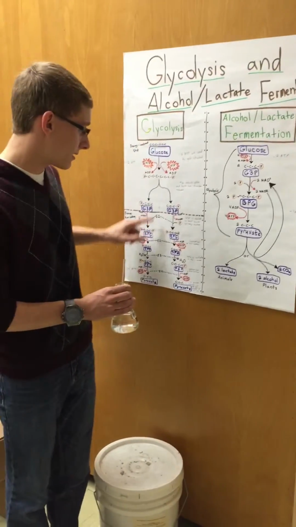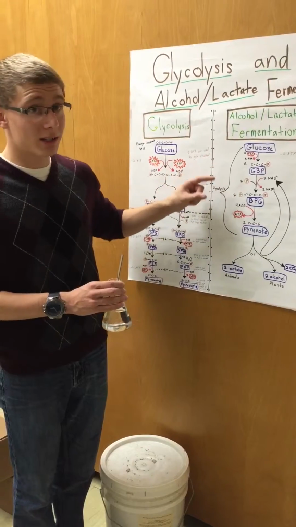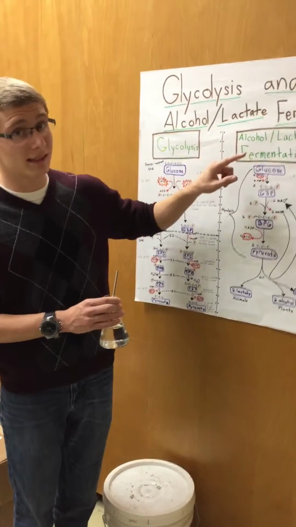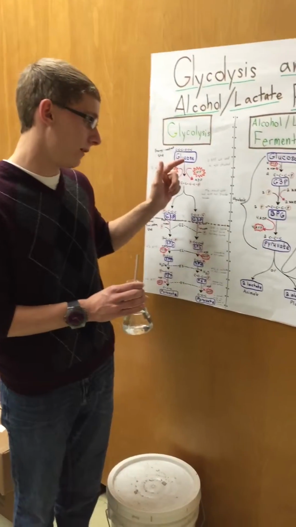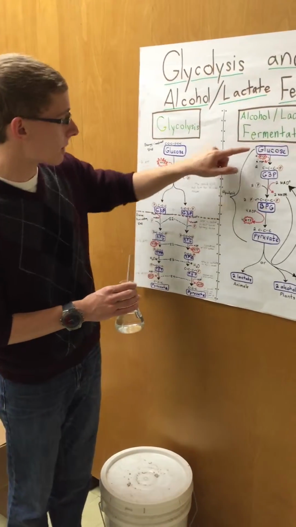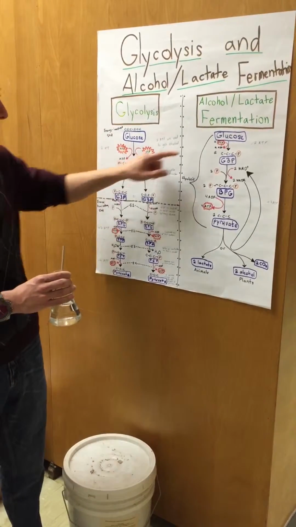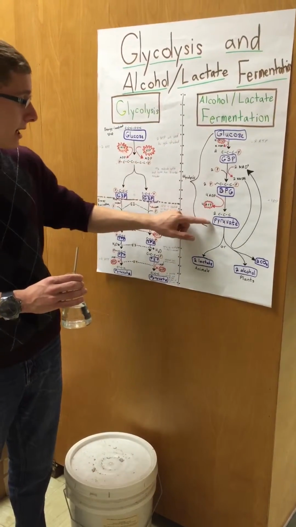Next, if there's no oxygen present, this will result in alcohol or lactate fermentation, depending upon if it's in a plant or an animal. From here to here, this is the same process that is shown here, just shown once again for fermentation.